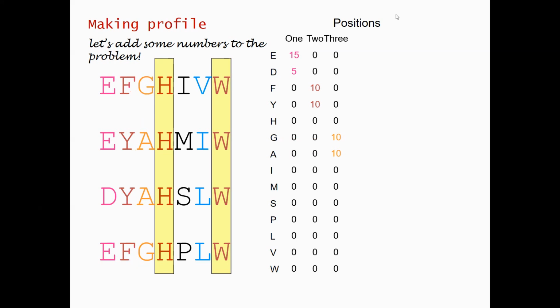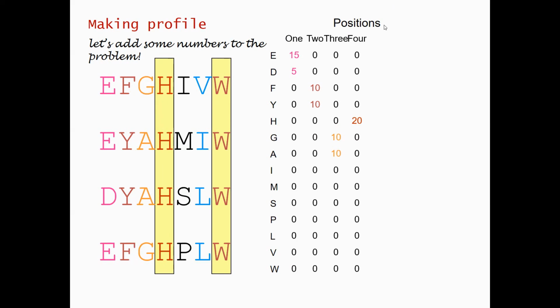And then position number 4, the score of 20 will be given to H, because H is present in all sequences. So a 100% score will be given to H.